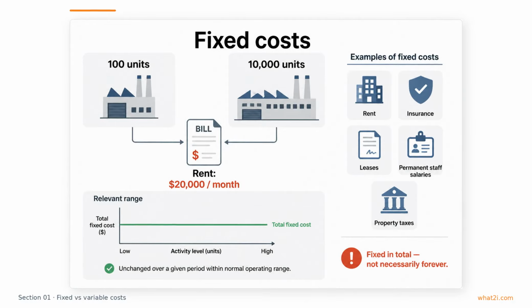Fixed costs stay the same in total over a given period, as long as the firm stays within its normal operating range. If a company produces a little more or a little less, its rent, insurance, lease payments, and many salaried roles usually do not change right away. A factory paying $20,000 a month in rent still pays that amount, whether it runs one shift or two, at least for a while. That is why fixed costs are called fixed in total, not fixed forever. If the company expands enough to need another building or another layer of staff, fixed costs can jump to a higher level. So the important phrase is within the relevant range.